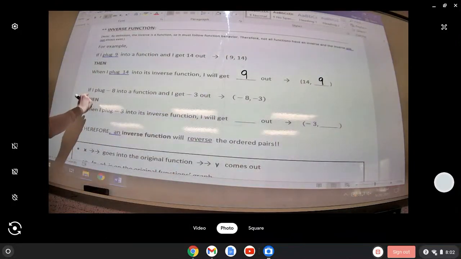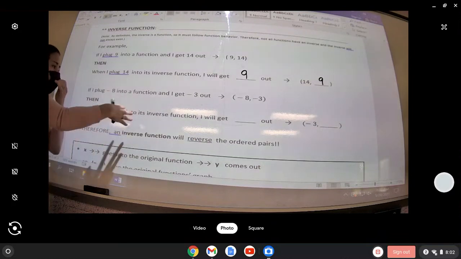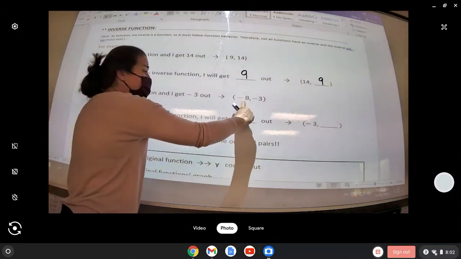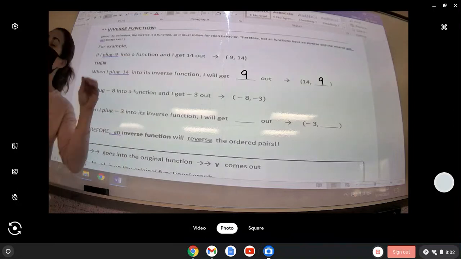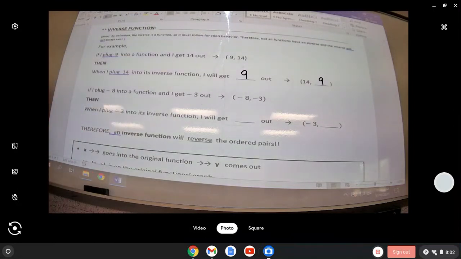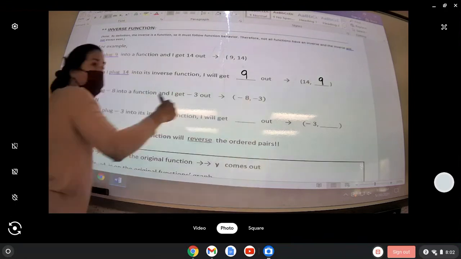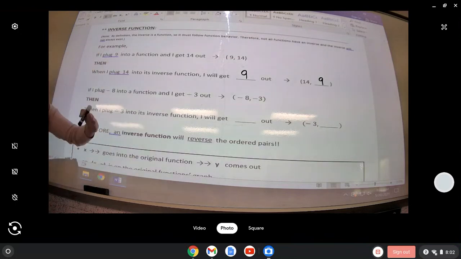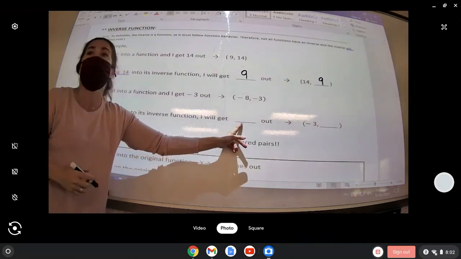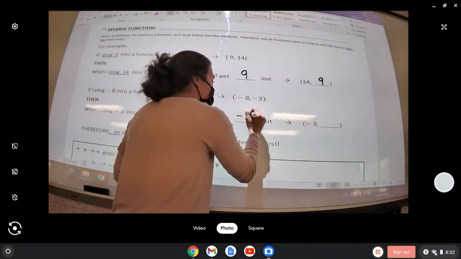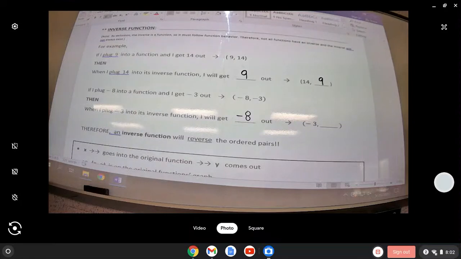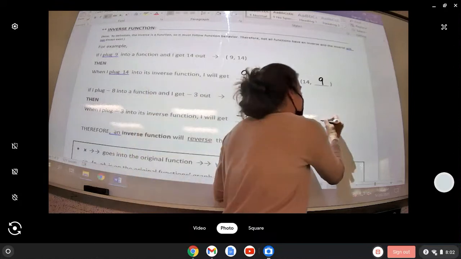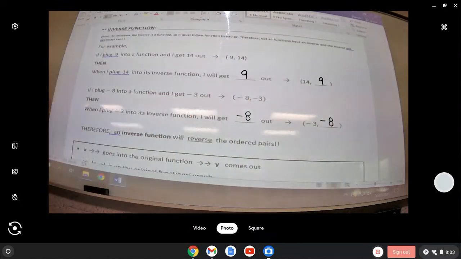Okay? Same thing. If I plug -8 into a function and something happens to it, and I get -3 out, that's going to create the ordered pair (-8, -3). -8 went in as x, and -3 came out as y. So an inverse function is going to take that output, that -3, plug it into the inverse. Everything's going to get undone to that -3, and the inverse is going to spit -8 out. It's going to bring you all the way back to who you originally started with. So that means -3 goes into the inverse as x, and then -8 comes out of the inverse as y.